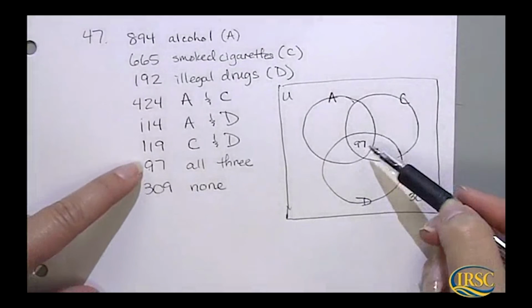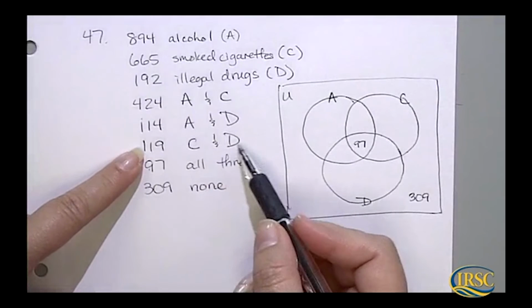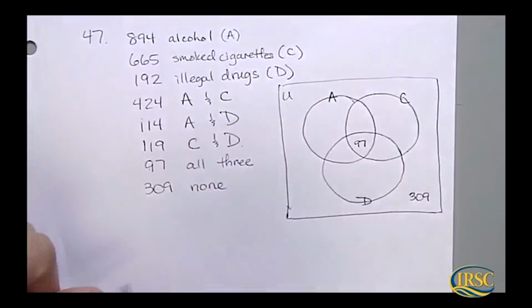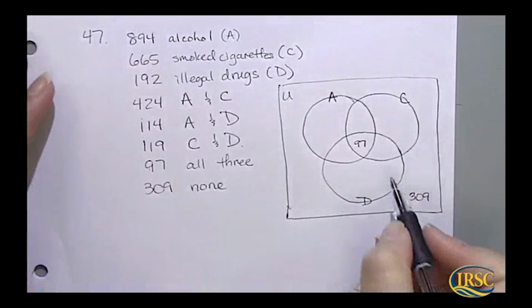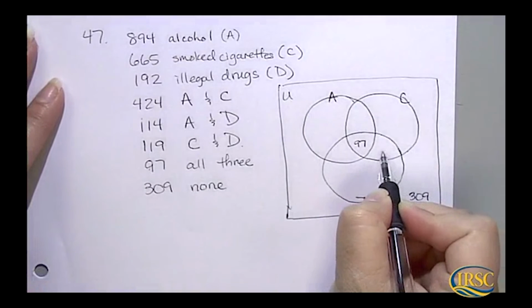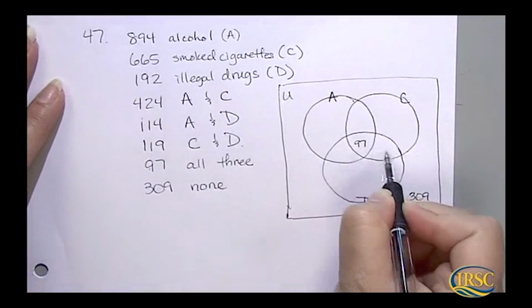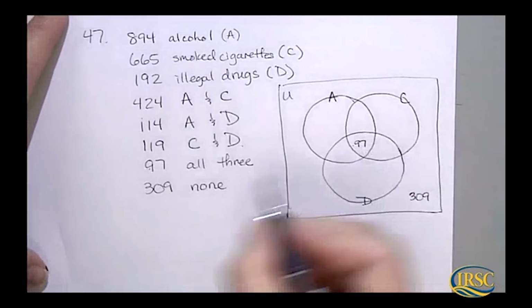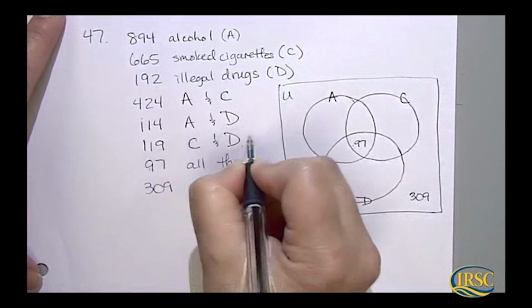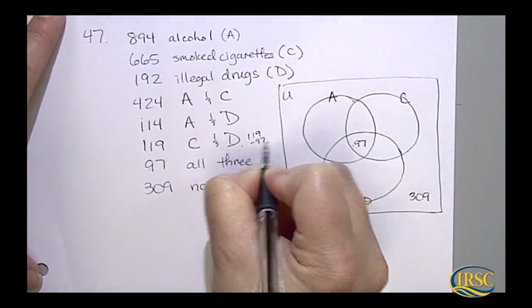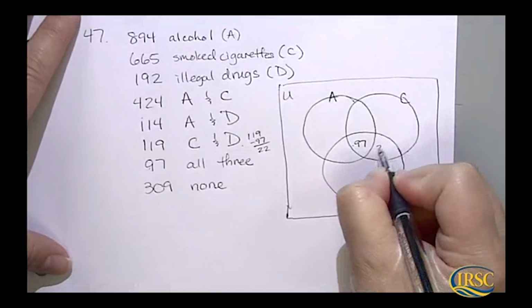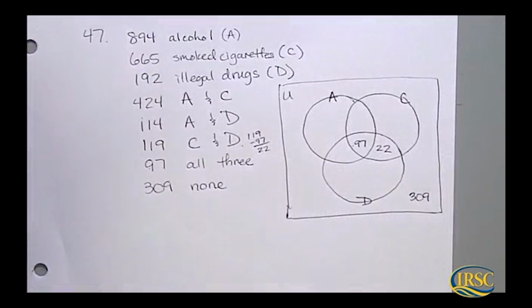But now starting with 97, so now when we go up to cigarettes and drugs, well, cigarettes and drugs is the same as cigarettes intersecting drugs. Remember the word and means both of that, okay? So that would represent both of these regions. We have already accounted for 97 students, so this is where you subtract. So 119 minus 97 equals how much? 22. Okay, so there must be 22 that belong to that region.